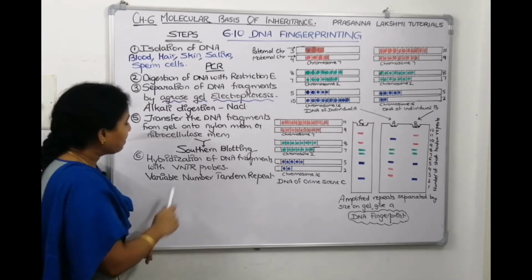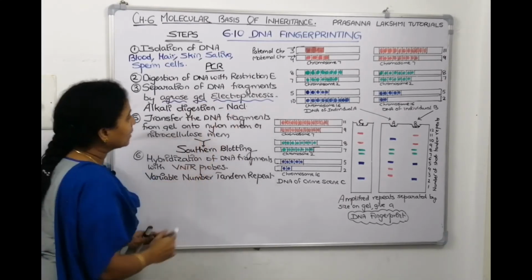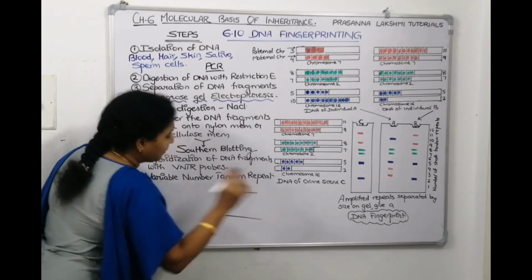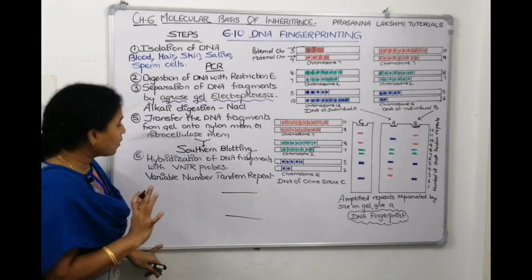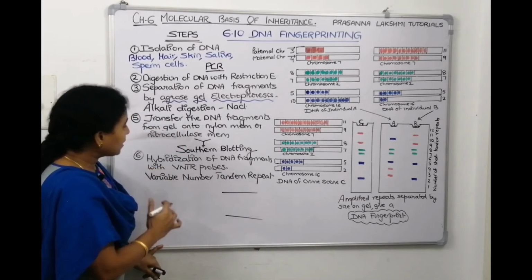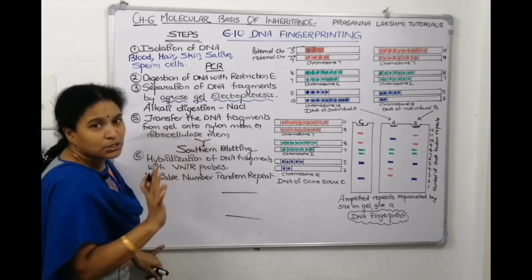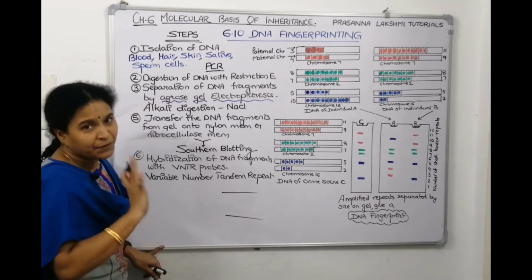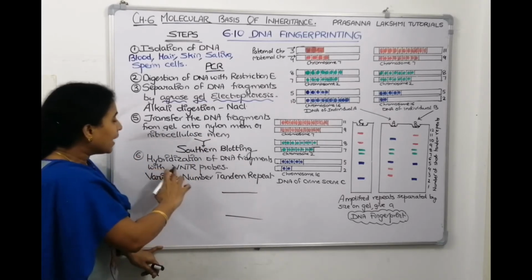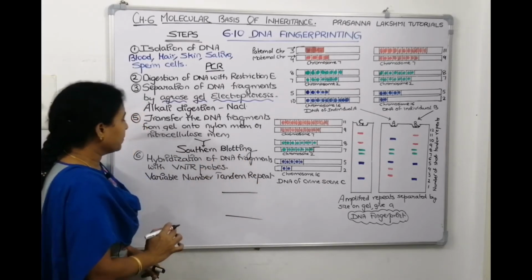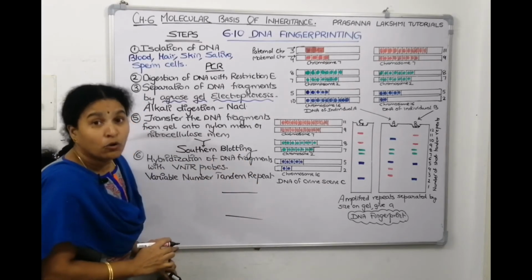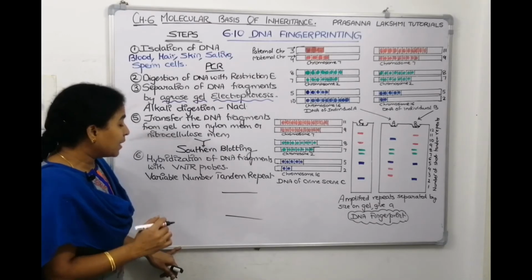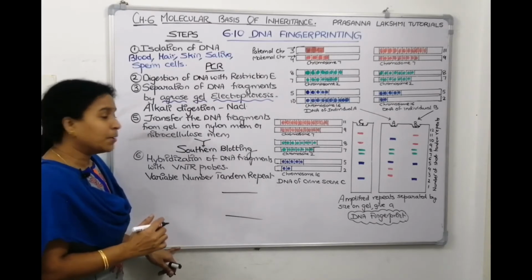So our next step: we have done alkali digestion, and the DNA fragments got separated like this. Now in the next step, we transfer it onto the nitrocellulose membrane, a rigid surface. After that, we are hybridizing these fragments with VNTR radio labeled probes.